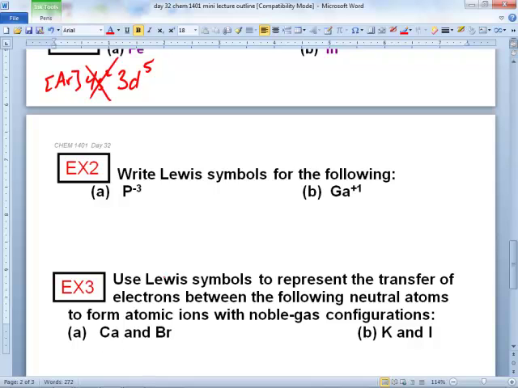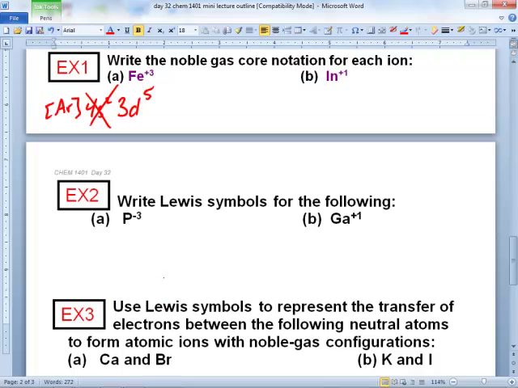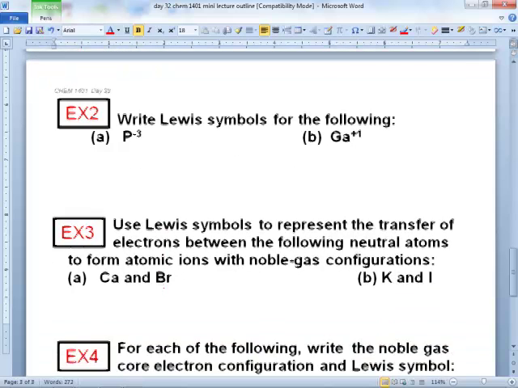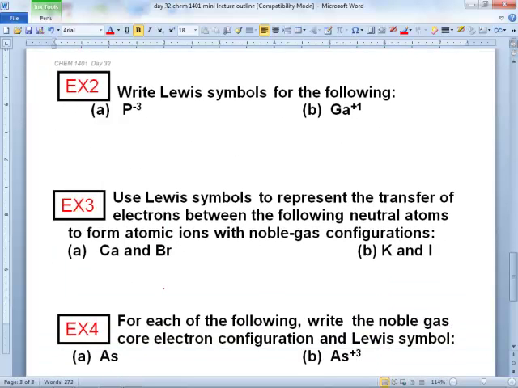So write Lewis symbols for the following. Now, they're going to call these Lewis symbols. They're going to call them Lewis dot structures. It all means the same thing. Write Lewis symbols for the following. P minus 3.